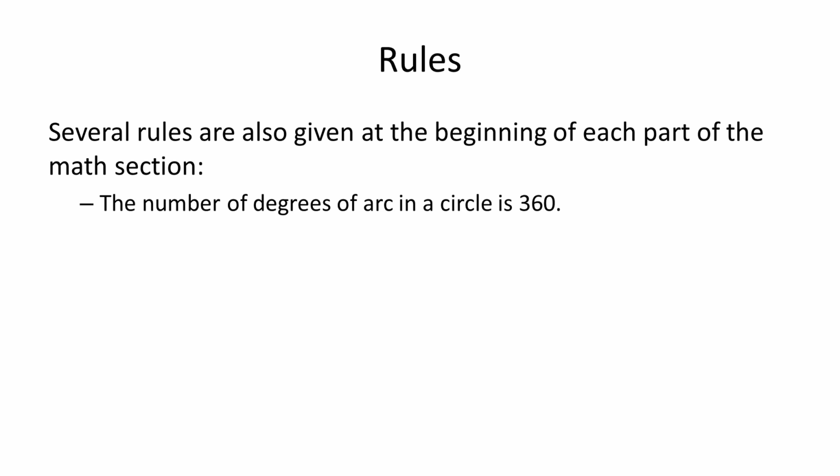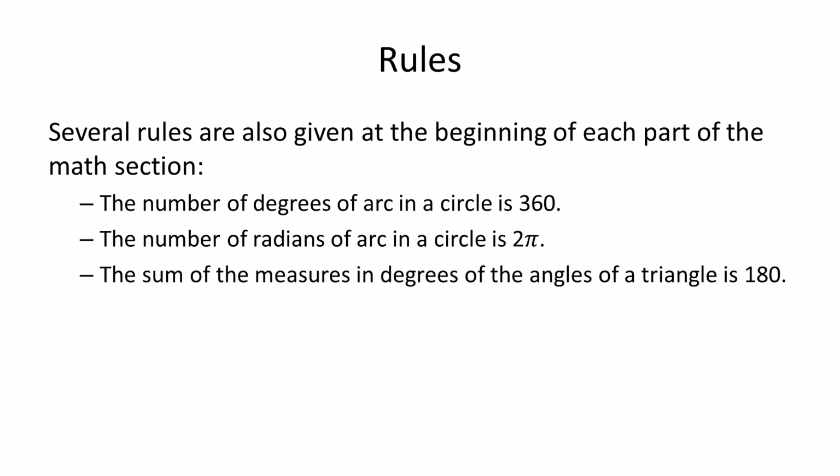So, you're also given several rules on the SAT. One of the rules is the number of degrees of arc in a circle is 360. The second rule is the number of radians of arc in a circle is 2 pi. And the final rule is the sum of the measures in degrees of the angles of a triangle is 180.